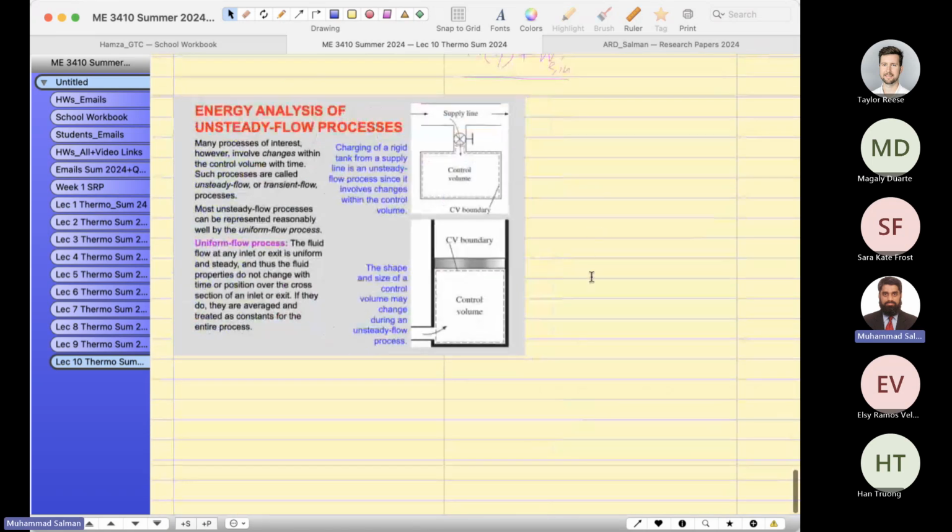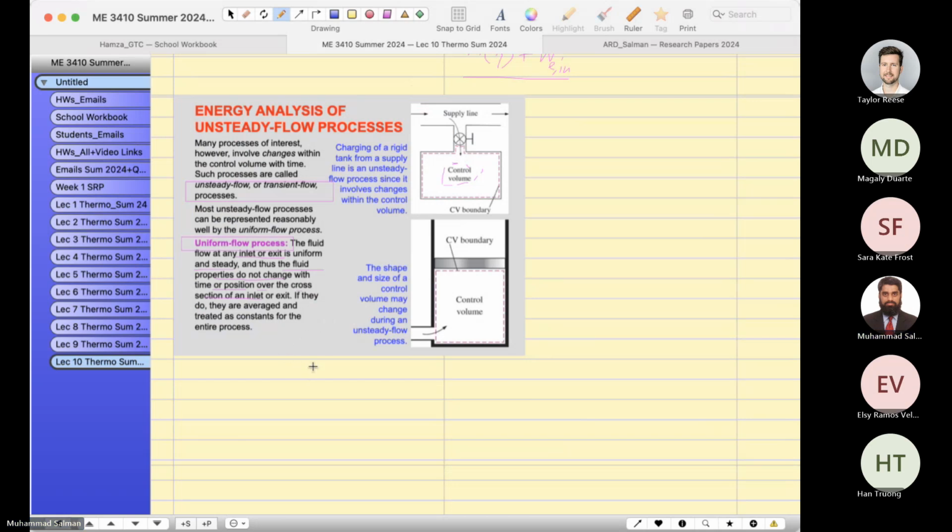This is another example. The nitrogen cylinder or any other cylinder which we have to fill in. This is also known as the unsteady flow or transient flow or uniform flow. Why do we say uniform? Because at a certain instant, the temperature throughout the container is uniformly distributed. The fluid at any inlet or exit is uniform and steady, thus the fluid properties do not change with time over the cross section of inlet and exit.